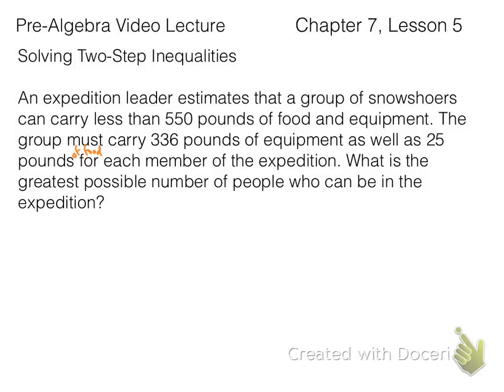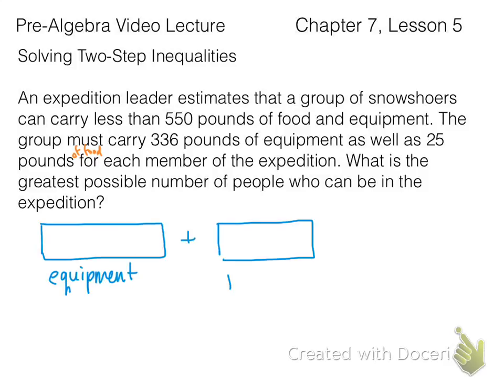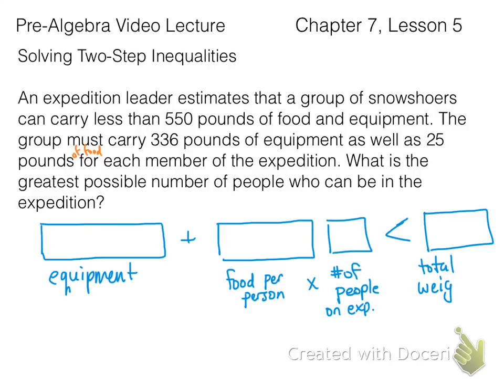Well, we're going to have the equipment plus the food per person times the number of people is going to be less than the total weight everybody has to carry. So let's go and fill in these blanks. The equipment, we already know, is 336 pounds. Food, though, is 25 pounds per person, which we're just going to go ahead and make P for the number of people. Has to be less than the total weight altogether.